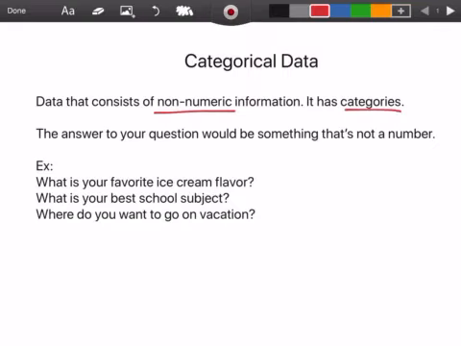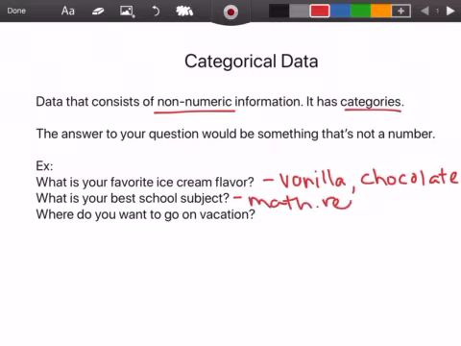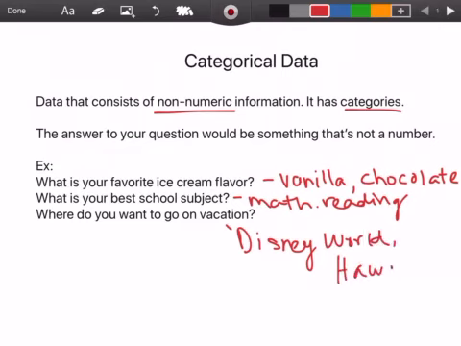An example of questions that produce categorical data are, what is your favorite ice cream flavor? Your answers here are going to be like vanilla or chocolate. That's not a number, so it's categorical. What's your best school subject? Math, reading. Where do you want to go on vacation? Disney World. Or Hawaii. So your answers to these questions are categories, so it makes it categorical data.